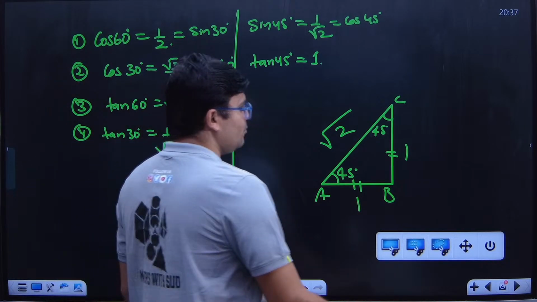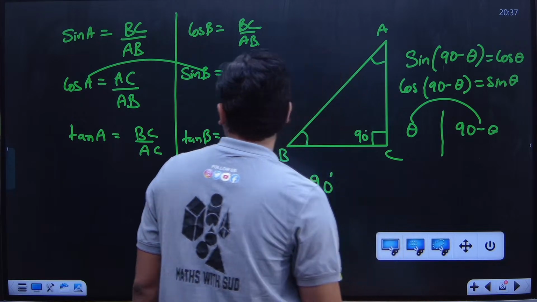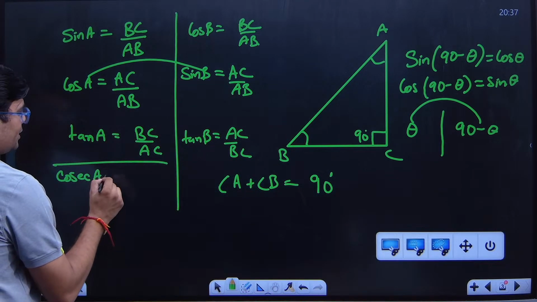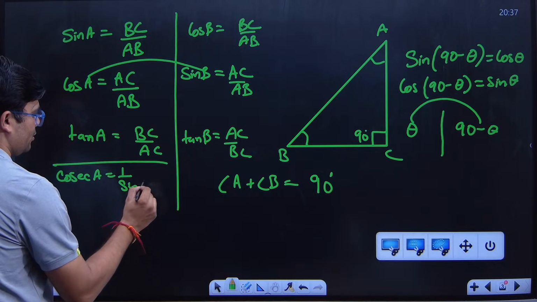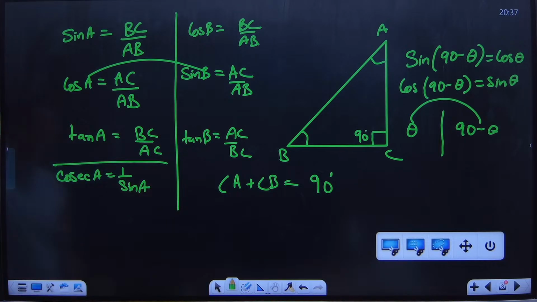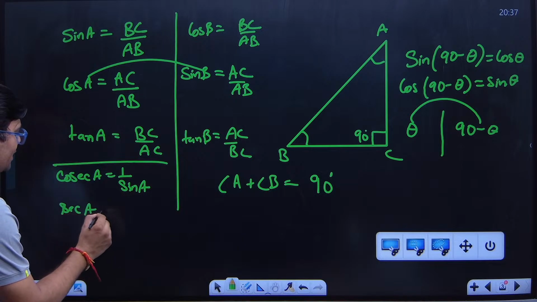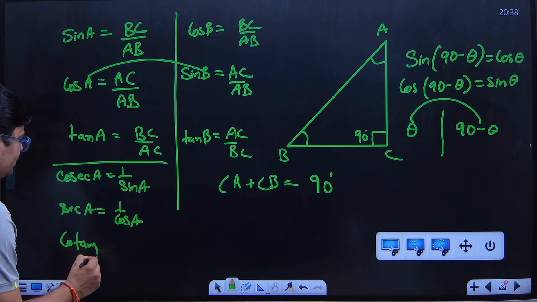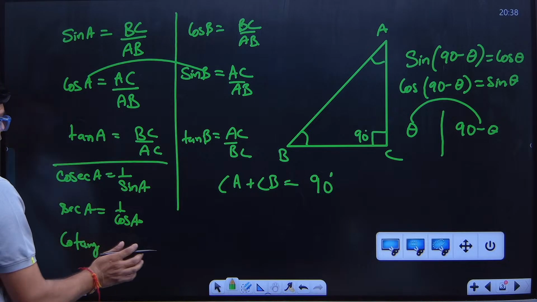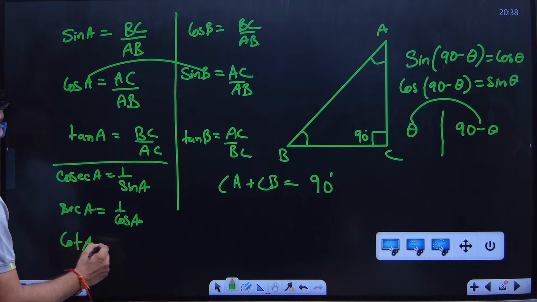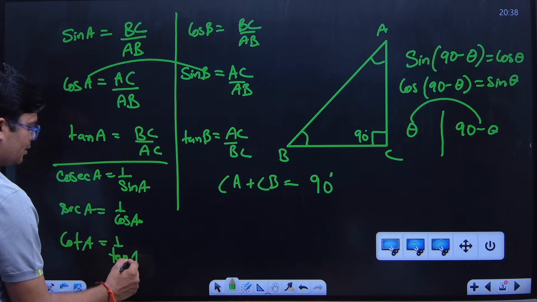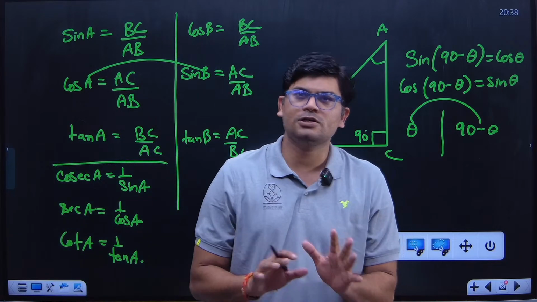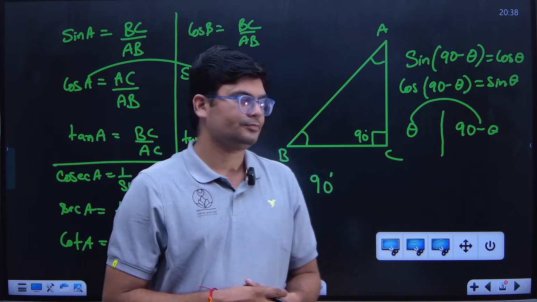So let me introduce some more trigonometric ratios. There are 3 more trigonometric ratios. I think that you know about them. One is cosec. Cosec is the reciprocal of sine. Yes, sir. And then you have sec. Sec is the reciprocal of cos. And then you have cotangent, which we say as cot. Cot is the reciprocal of tan. Understood? Yes, sir. Sin, cos, tan. Clear? Yes, sir.